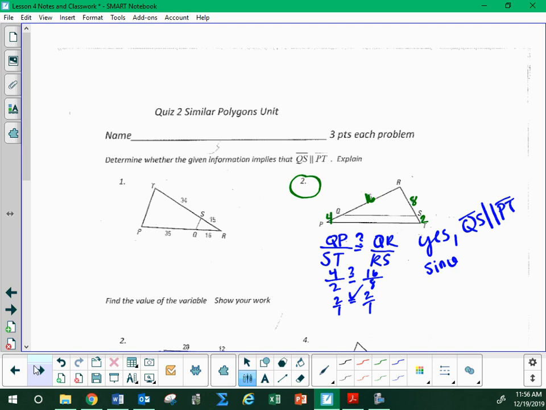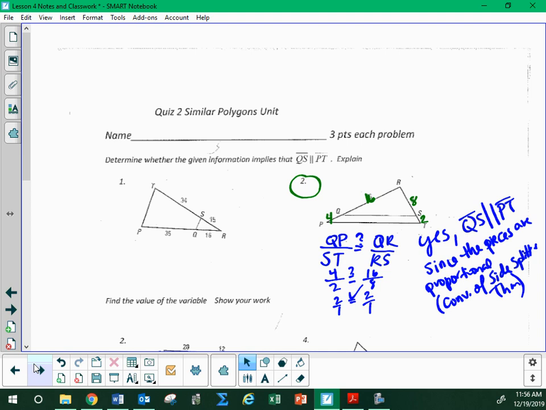Since the pieces are proportional. So that is our converse of side splitter theorem. Now, if this were on a quiz or test, you don't have to say since the pieces are proportional. You can just say by converse of side splitter theorem. And since you just learned what that is, I'm going to write down what that means for us.